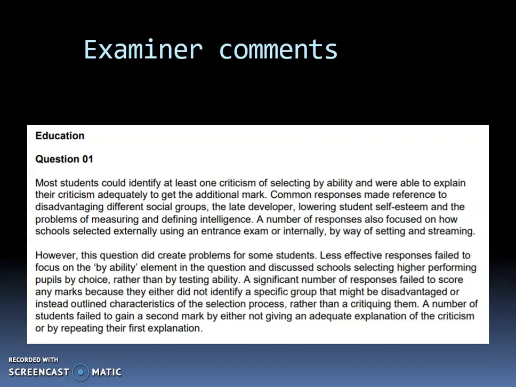As you can see, the least successful students in answering this question failed to address the ability element of the question, making reference to schools choosing students and failing to reference a specific social group that may be disadvantaged, or they failed to gain marks because they repeated the points that they had already made. So again, really useful for you. Just have a quick read of that. It gives you a really good insight into what students did and what the best students did.